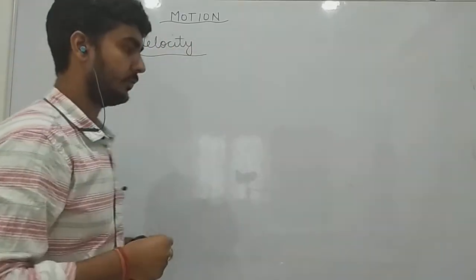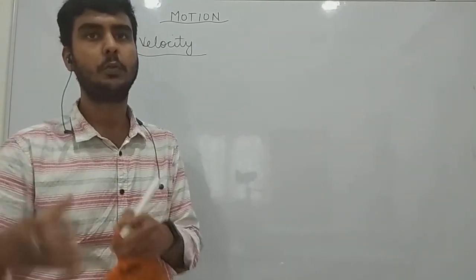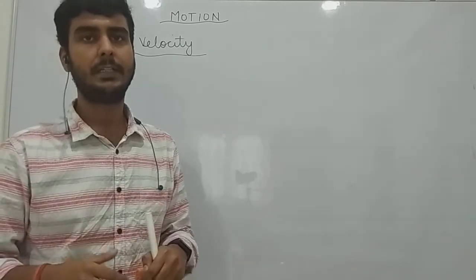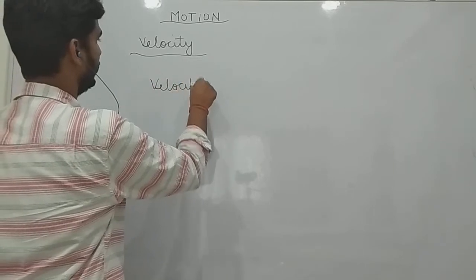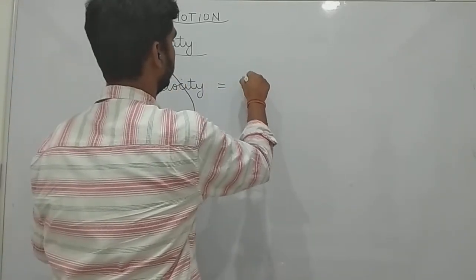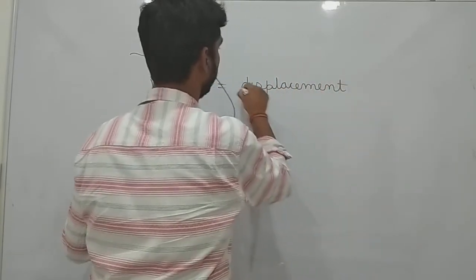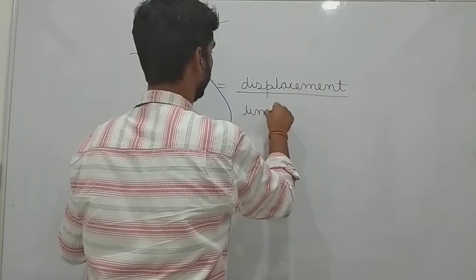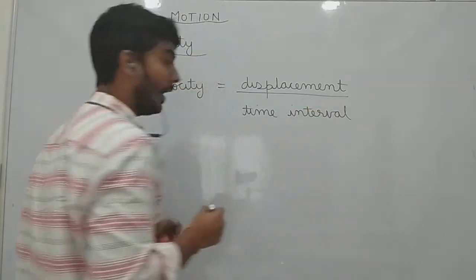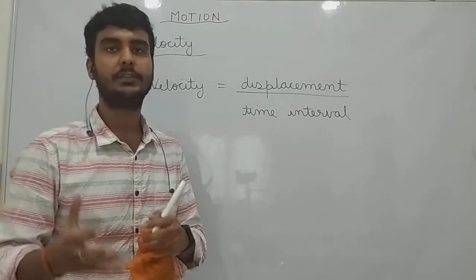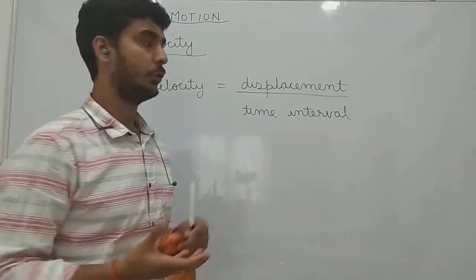If you're asked to define velocity, velocity is equal to displacement divided by the time interval. You can say that the velocity of an object is given by the displacement of the object divided by the time interval required for the displacement, meaning how much time is required for the displacement. This gives you the velocity of any object.